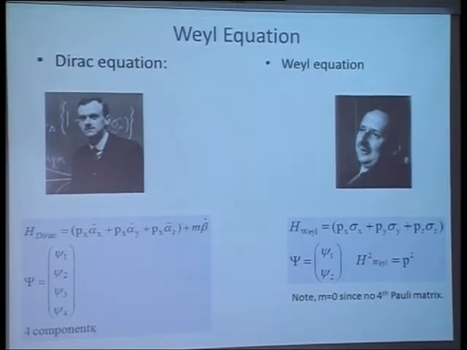And since there's no 4th Pauli matrix that anticommutes with all of this, you can't really give this particle a mass. Okay, so these Weyl particles are always massless, and it was believed the neutrino was a Weyl fermion until people discovered that the neutrino has a small mass. Okay, so the Weyl equation always describes massless particles, which is sort of half of the Dirac equation. Okay, it only has half as many components.